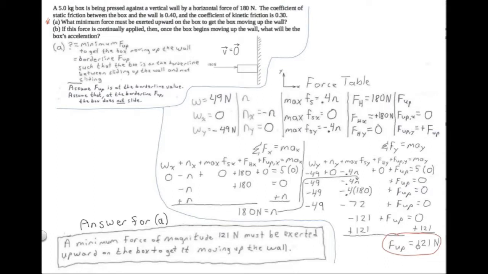Now we can use our result to answer the question for part A. When we were solving part A, we interpreted f sub up as the borderline force at which the object is on the borderline between sliding up the wall and not sliding. But now that we're writing down our answer to part A, I'll go back to the wording that was used in the problem. The problem referred to it as the minimum force to make the box start moving, and I'll use that wording when I'm phrasing my answer to the question for part A.